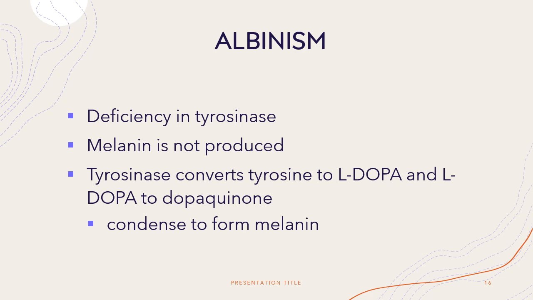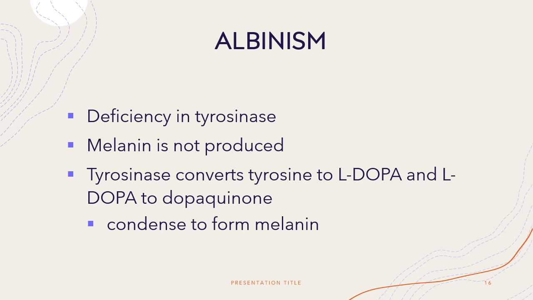In albinism, melanin is not produced. In the presence of tyrosinase, tyrosinase converts tyrosine to L-DOPA and then L-DOPA to dopaquinone, which then condenses to form melanin. But in the absence of tyrosinase, no melanin is formed, giving a lack of pigment, hence the term albinos for individuals affected with albinism.